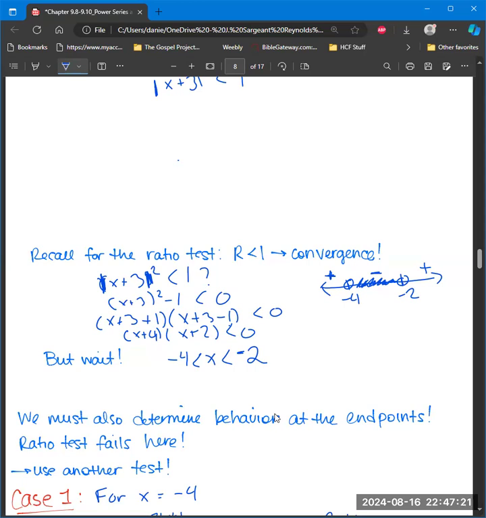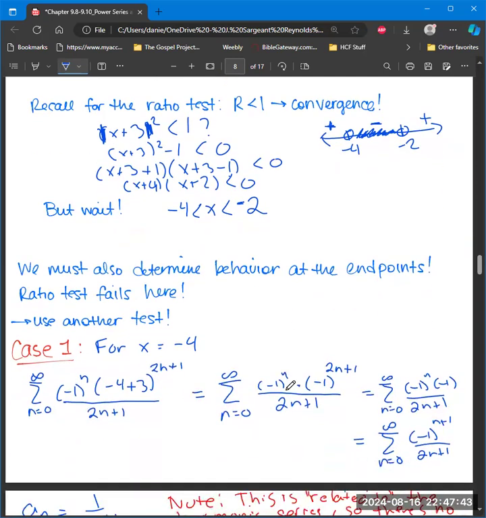And then I test a number in each of these intervals to see what happens. And this is going to be negative between -4 and -2. And that's what I want. I want less than 0, which is going to be negative. So I know it converges between -4 and -2, but what does it do at -4 and -2? We need to test the endpoints.